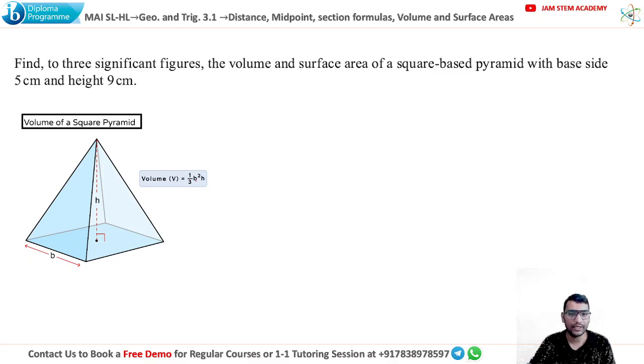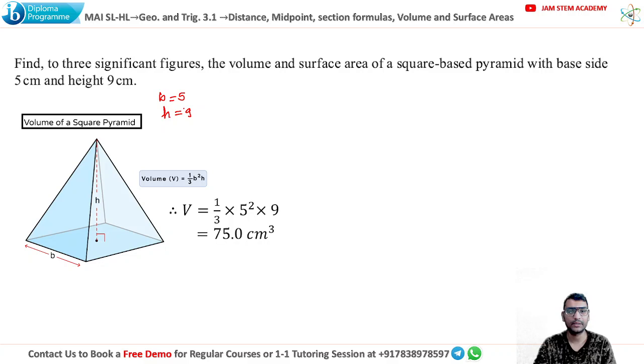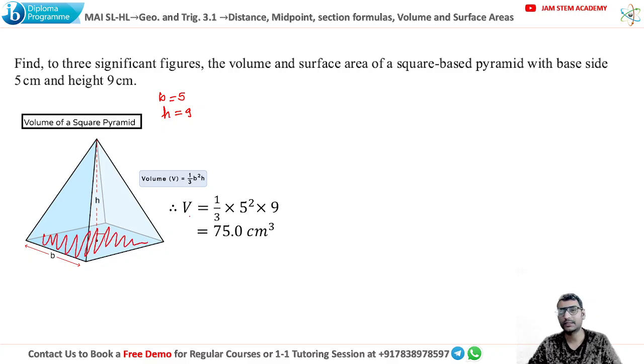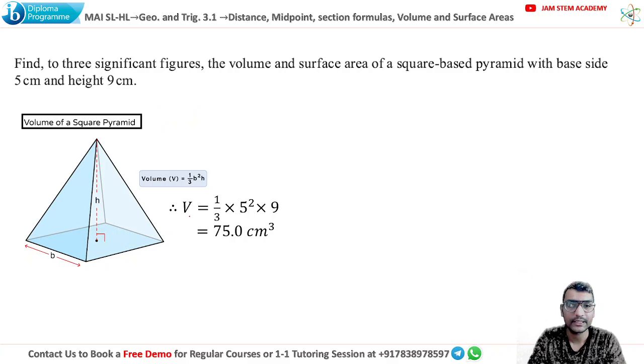So we have 1/3, right? B is the base side. What is B here? B is 5 here, and height h is given as 9 in centimeter. So yes, we can get the volume of the pyramid in this way. 1/3 base area, it's a square base, right? That's the answer.